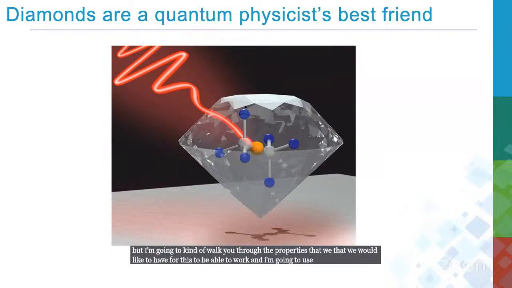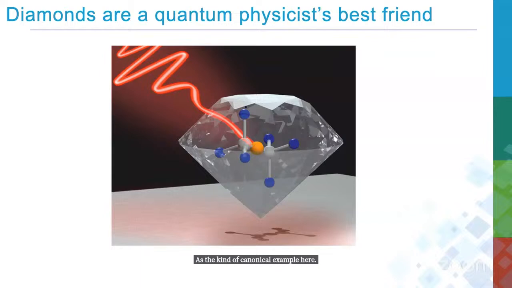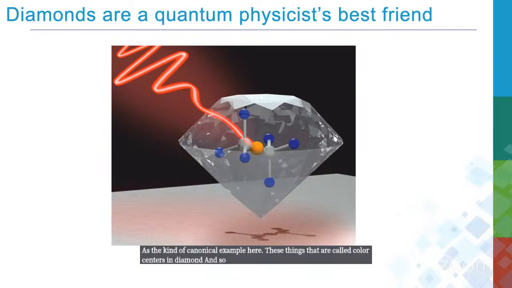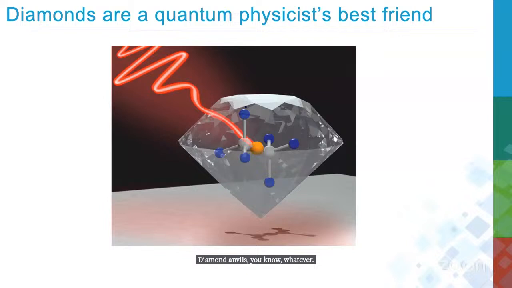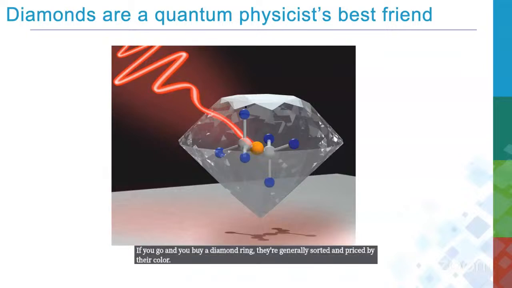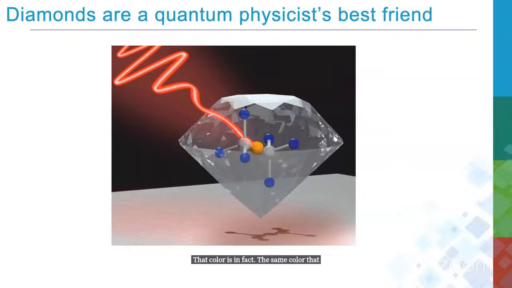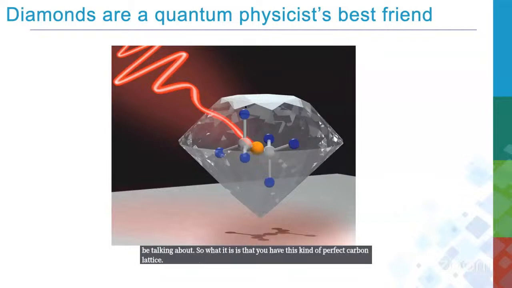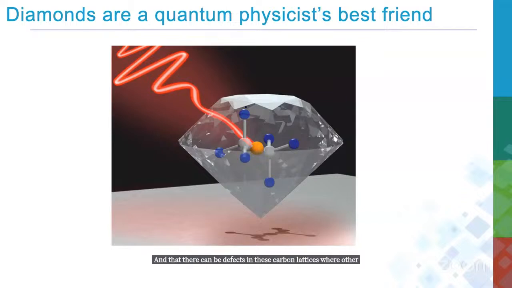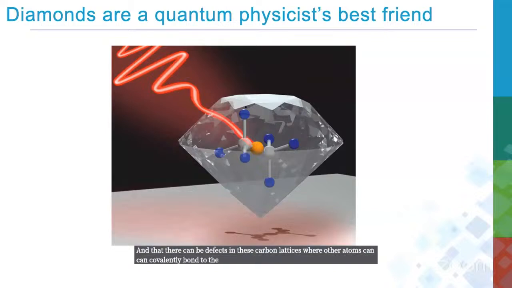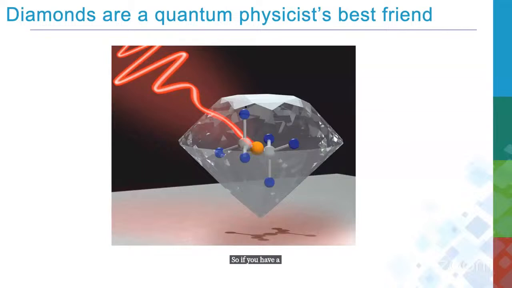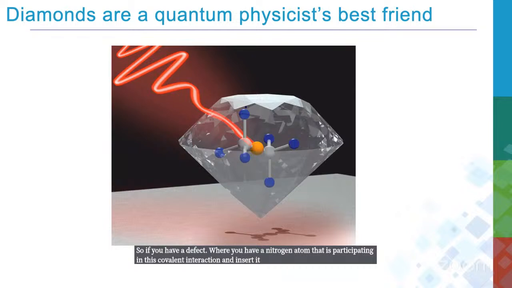And I'm going to use as the canonical example here these things that are called color centers in Diamond. And so we're talking literally about diamond, like diamond rings, right? Diamond anvils, whatever. The same diamond that you all are used to. If you go and you buy a diamond ring, they're generally sorted and priced by their color. That color is, in fact, the same color that is given by the color centers we'll be talking about. So what you have is this perfect carbon lattice, and there can be defects in these carbon lattices where other atoms can covalently bond to the surrounding lattice. So if you have a defect where you have a nitrogen atom that is participating in this covalent interaction and inserted into the lattice, that's called a nitrogen vacancy center, and it gives rise to the yellow color that diamonds often have, right?